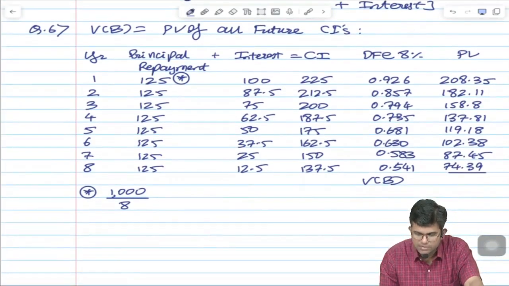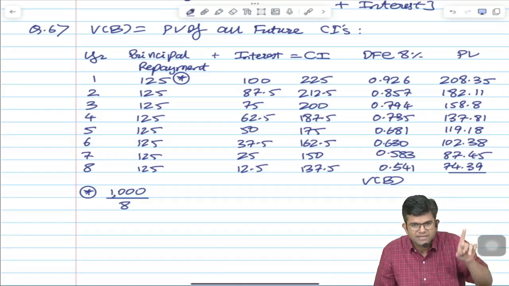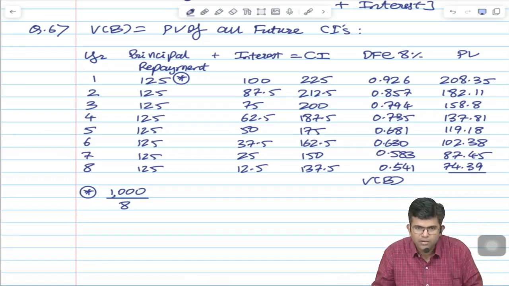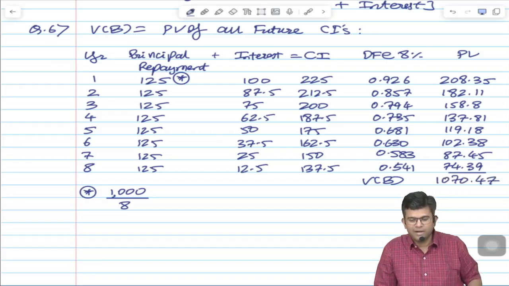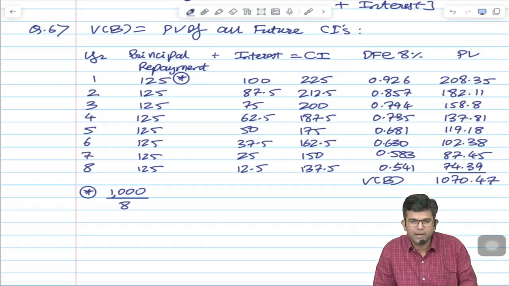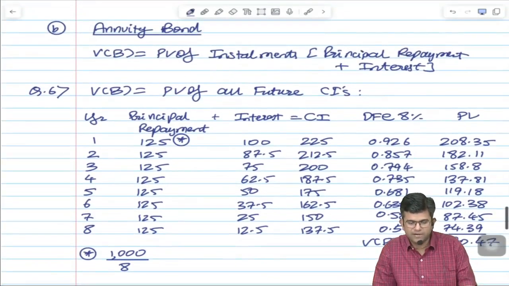Anyone total please? Okay, 1070.53, 0.47. Those who are getting, they have added these numbers only, they have not done any M plus with the past. Okay, done. Understood the whole calculation of how an annuity bond functions. You can start from here, point number B.